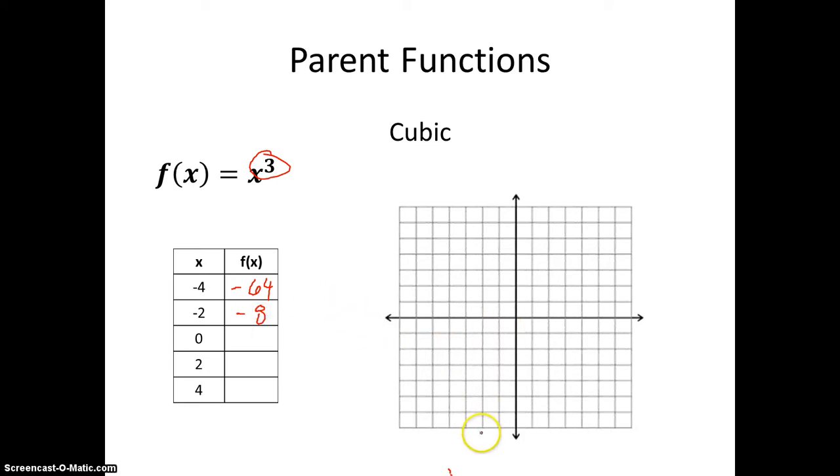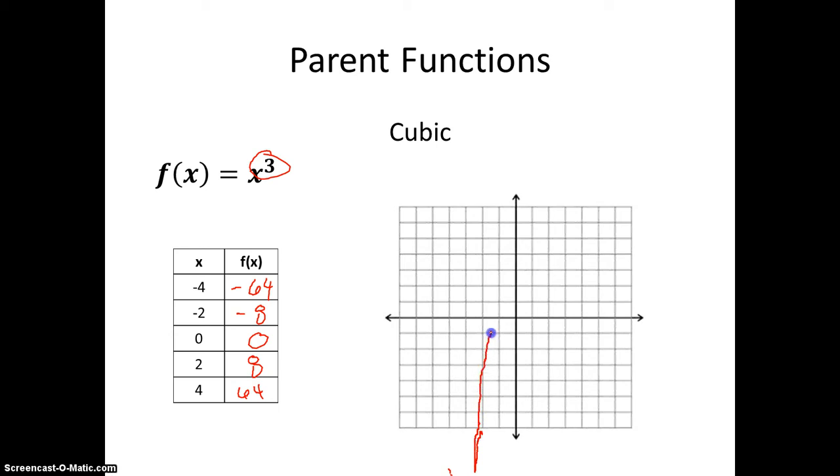So we're right here. This is going to be coming. Okay, we'll do that in a second. At 0, well, 0 cubed is 0. 2 cubed will be positive 8. And 4 cubed will be 64. So this is going to be much steeper than what it's showing.